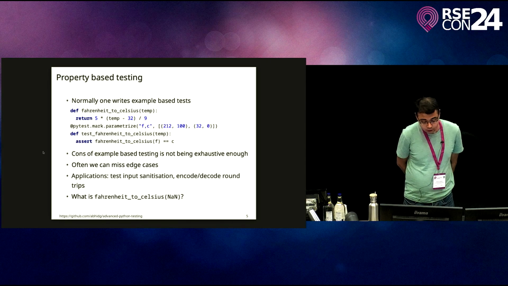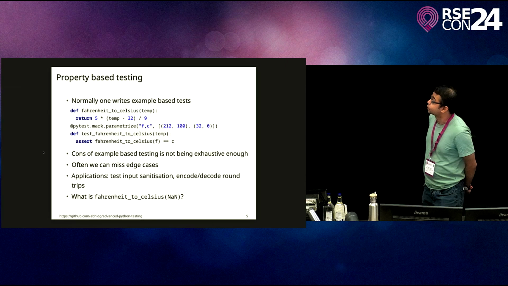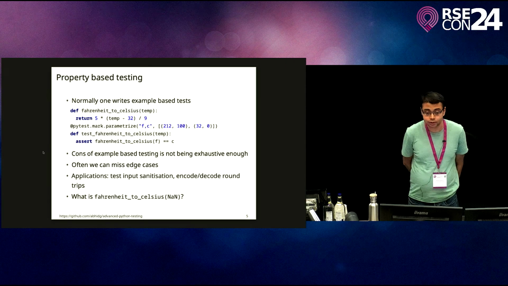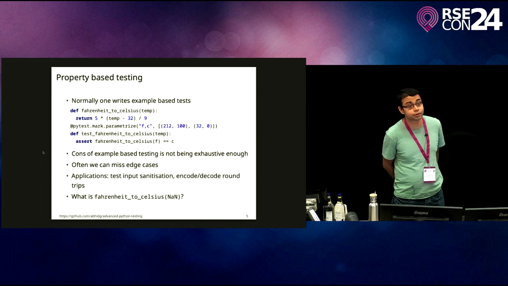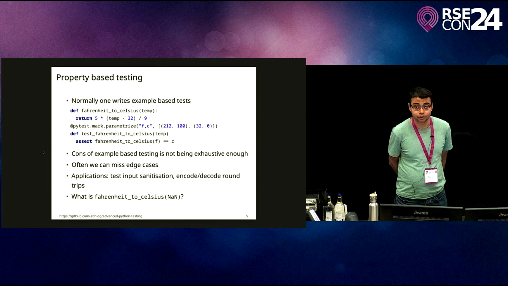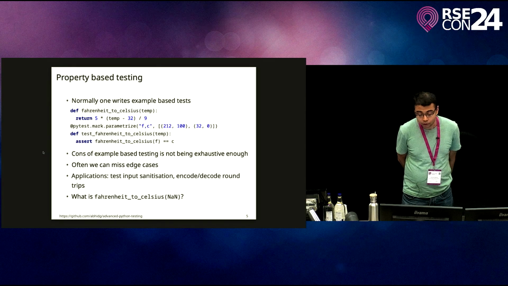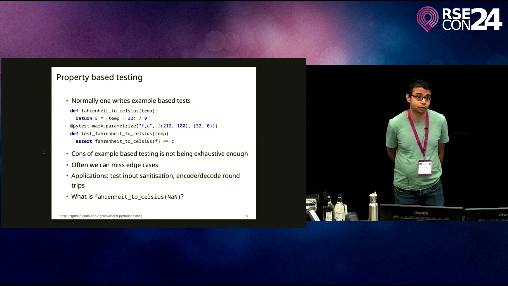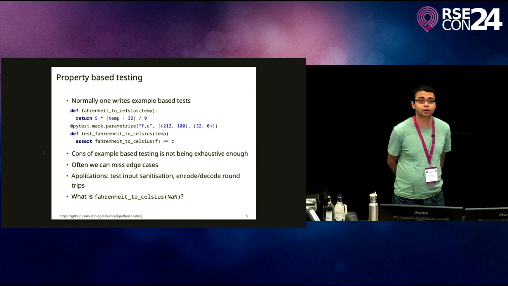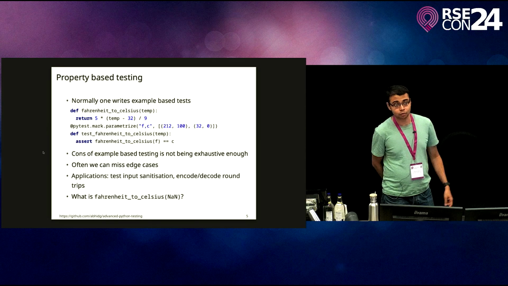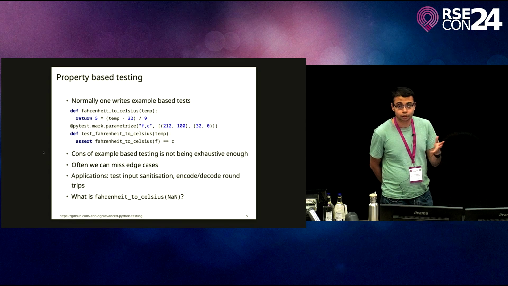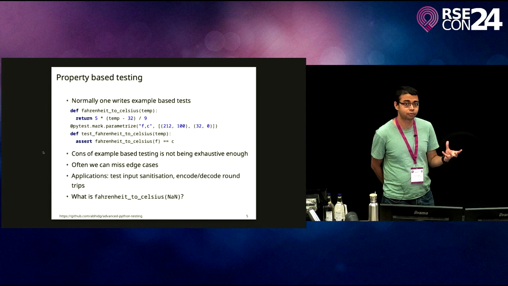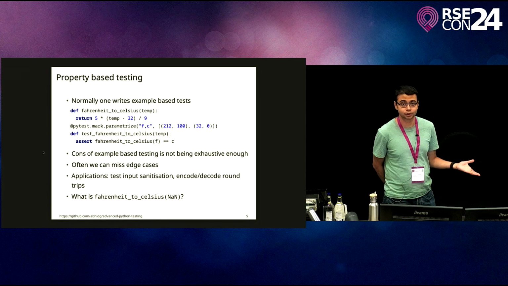Applications, for example, of property-based testing is like testing input sanitization, like we saw in the XKCD example. If you don't sanitize your inputs, you might really have destructive results. Encode decode round trips. You have an encode decode function. Maybe you're compressing something, maybe you're encrypting something, and you want to make sure that the encryption and decryption process works properly. Obviously, you can come up with an edge case example yourself, but it's nice if it's randomly generated and it's robustly tested, right?